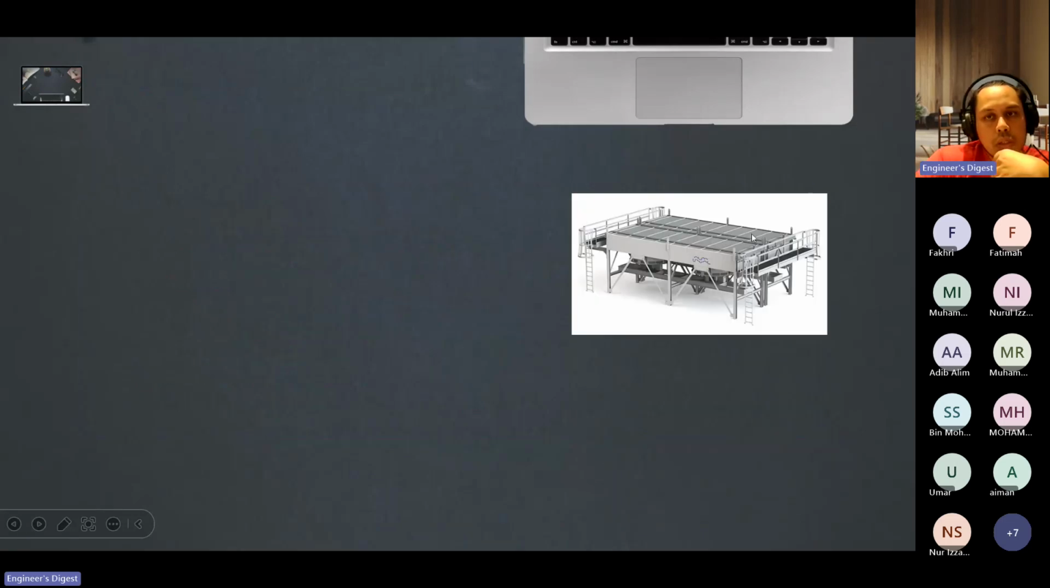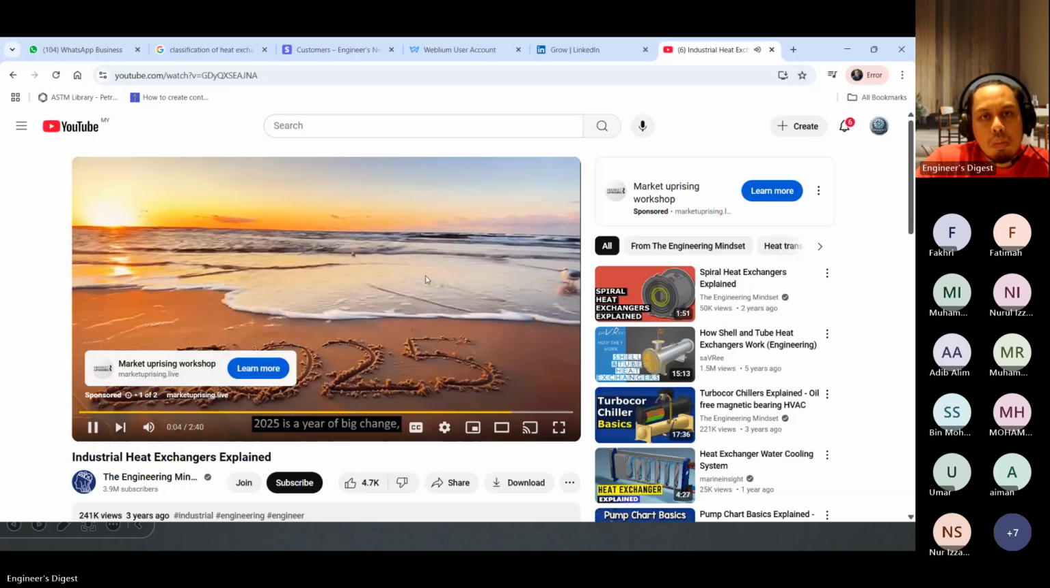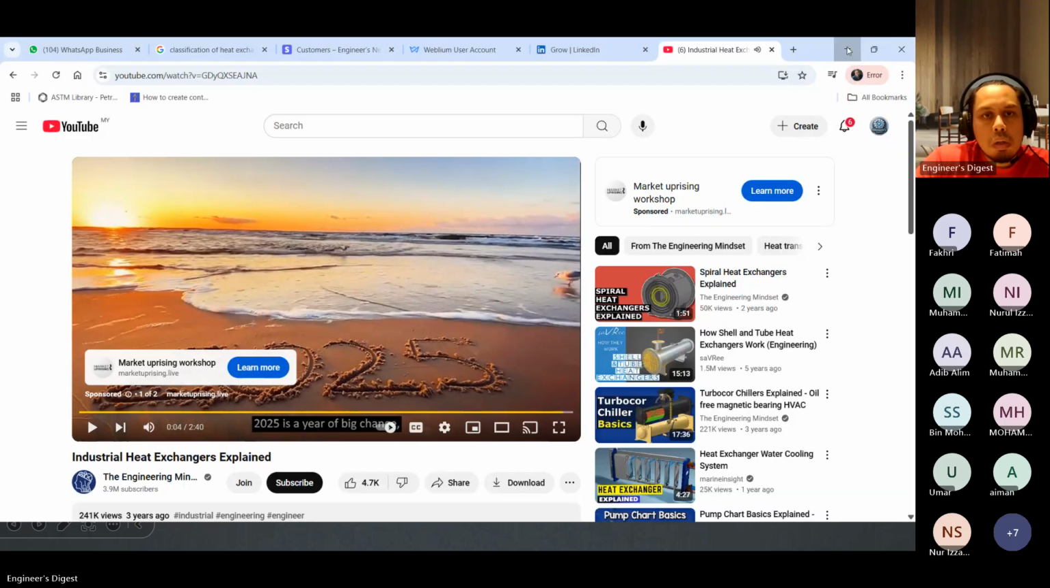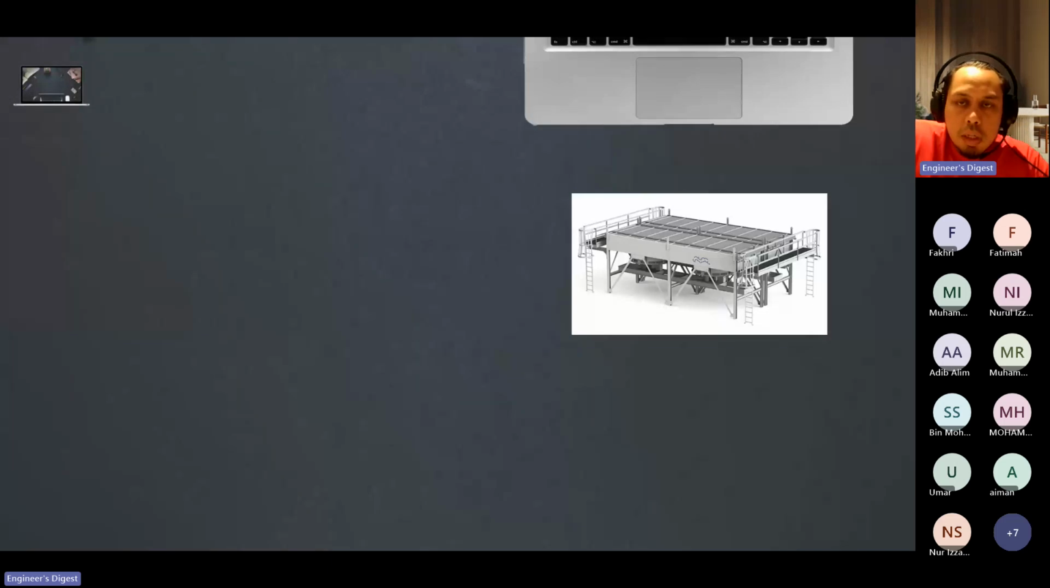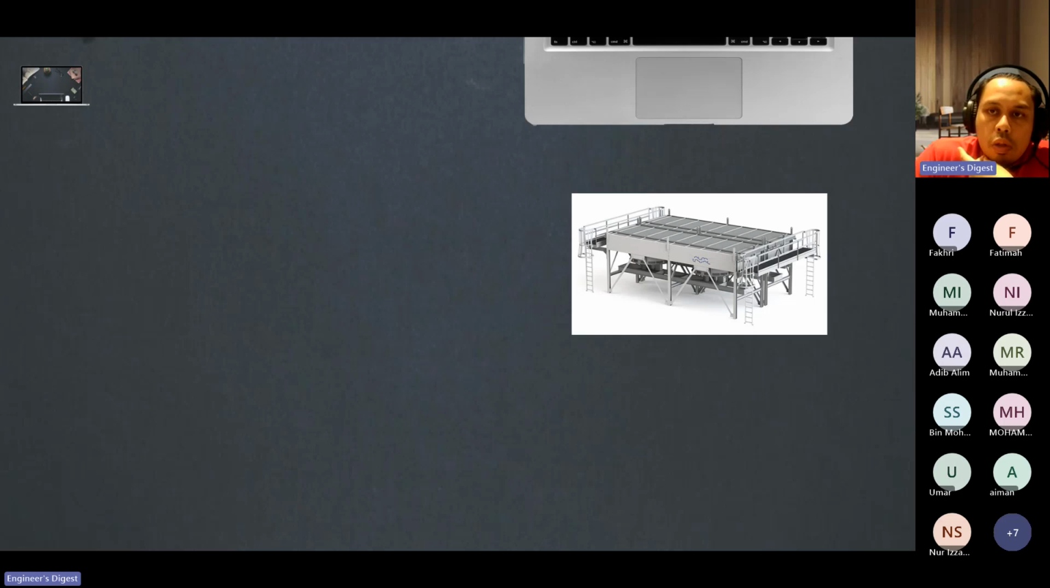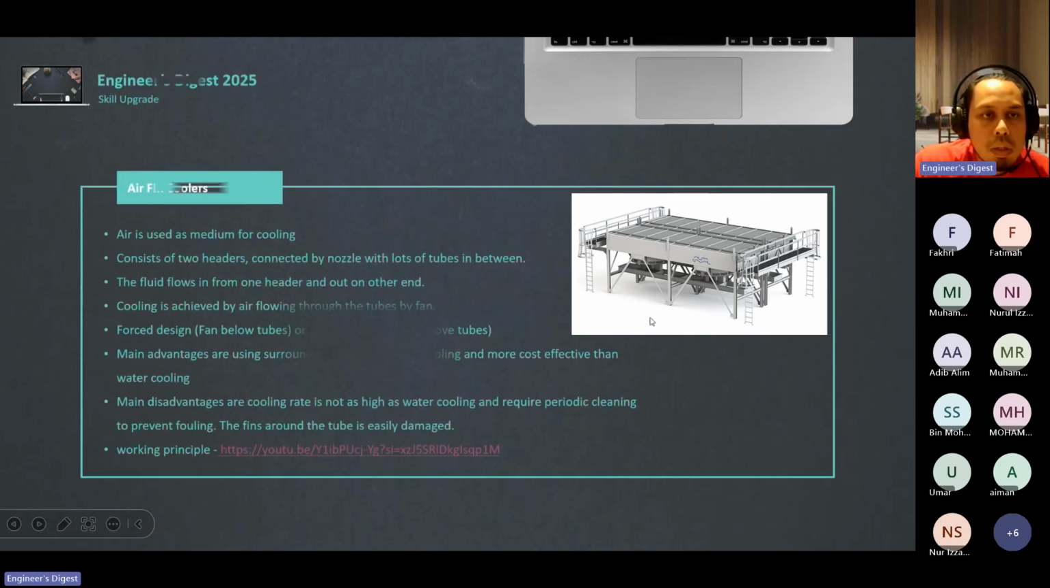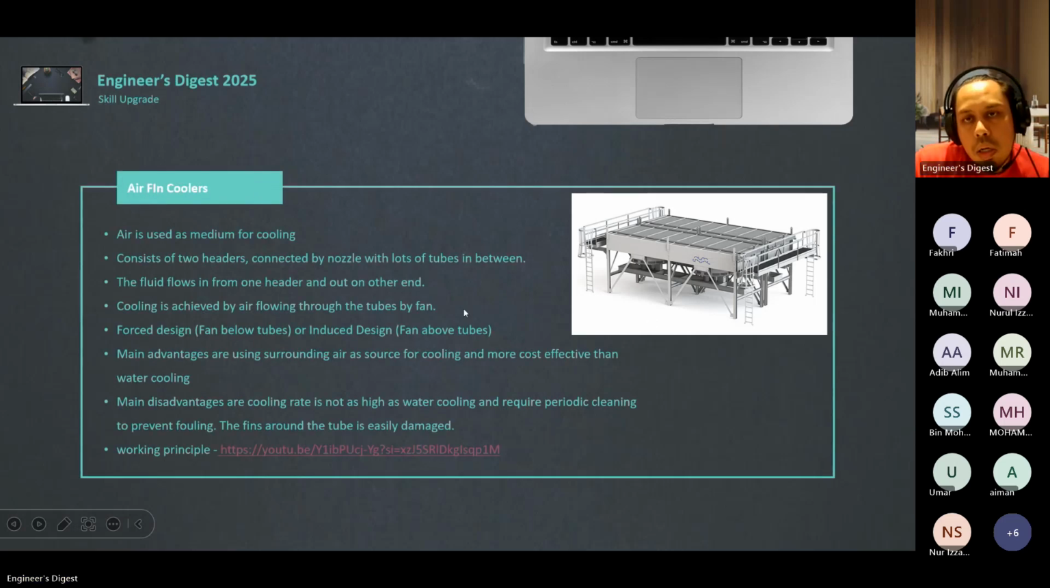Then the other one. I would say the next widely used heat exchanger after the shell and tube heat exchanger is actually the fin fan cooler. Okay, let's look at fin fan coolers. Like the shell and tube heat exchanger, you require two fluids, one hot and one cold, coming in and interacting with each other, then we have heat exchange.